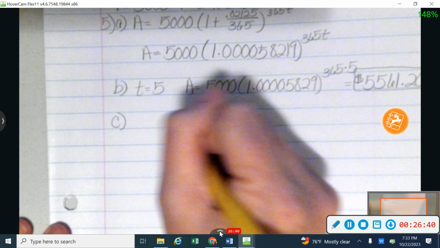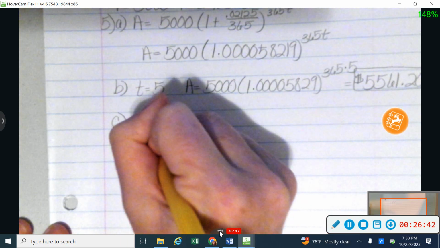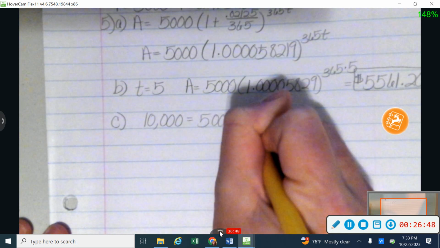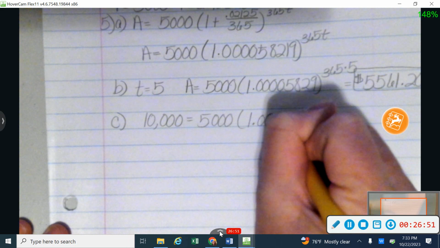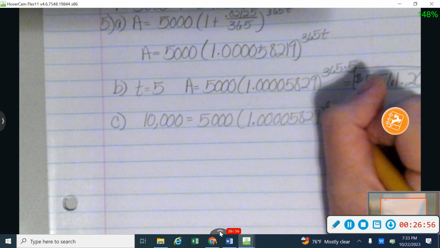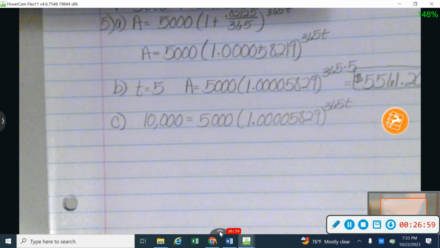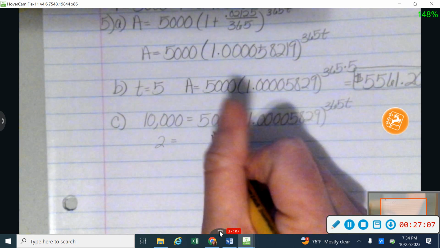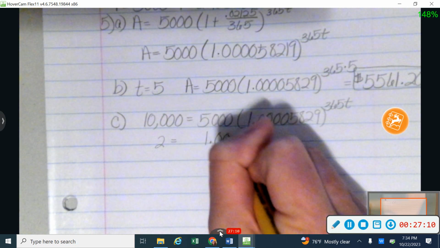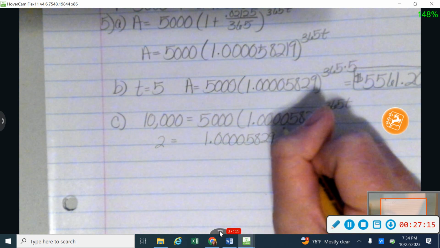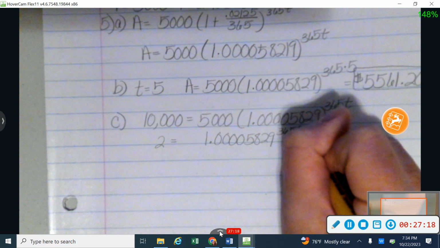So the more we invest, the more we're going to make over those 5 years. All right, and we're going to double. This time when I double my 5,000, that's going to give me 10,000. So 10,000 is equal to 5,000 times 1.00005829 to the 365. This time we're looking for t. I'm trying to find out how long it would take me to double. All right, divide by the 5,000. Again, that'll give me a 2 over there since we're doubling. I'll do my 1.00005829 to the 365 times t power.